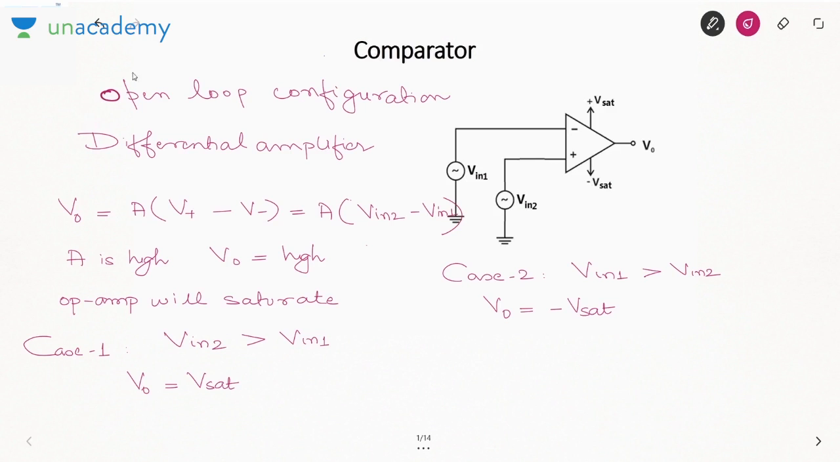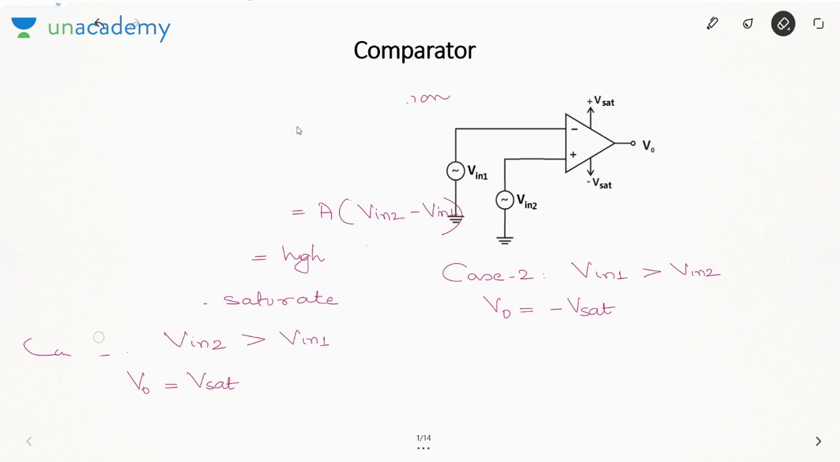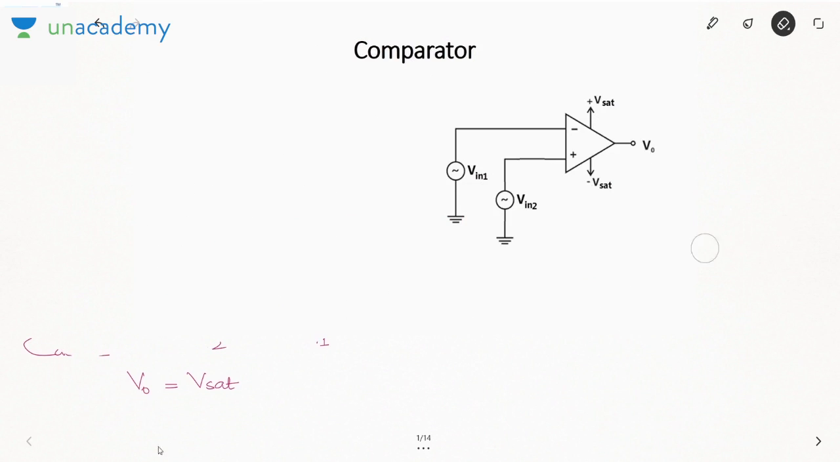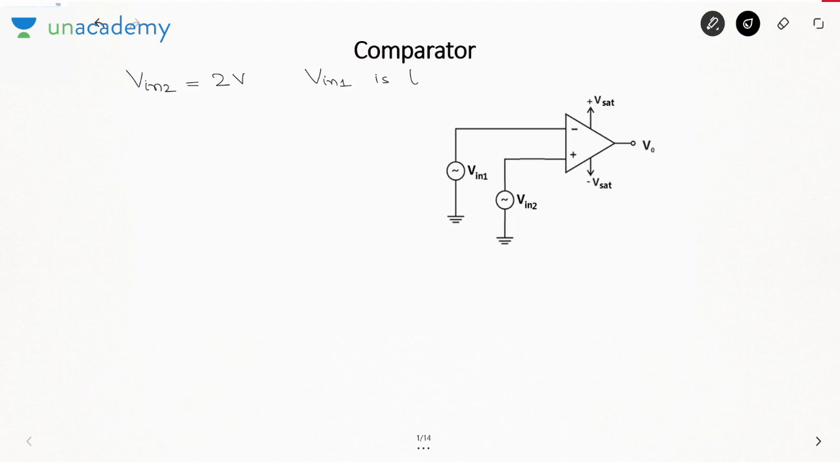Now what I will do is, I'll take an example of a waveform and I'll show you how you can understand. Okay, so let me remove all this. This basic thing is clear. If positive terminal voltage is higher, the output will be Vsat. If negative terminal voltage is higher, the output will be minus Vsat. Now let me assume that the input voltage of positive terminal is constant, let us say 2 volt, whereas V in 1 is a triangular wave. So let us see what will happen.